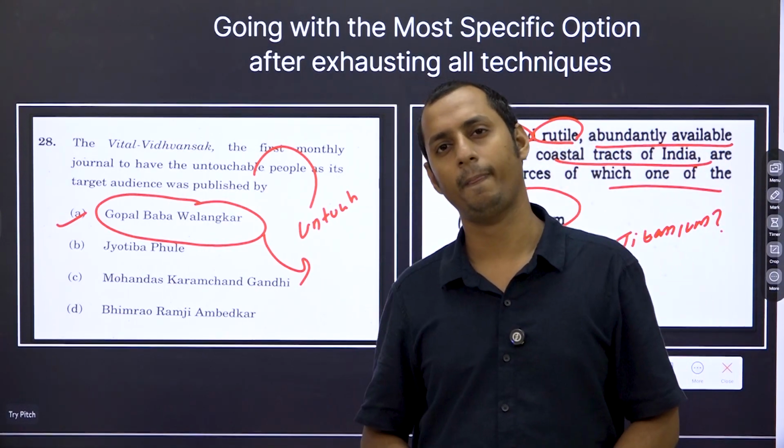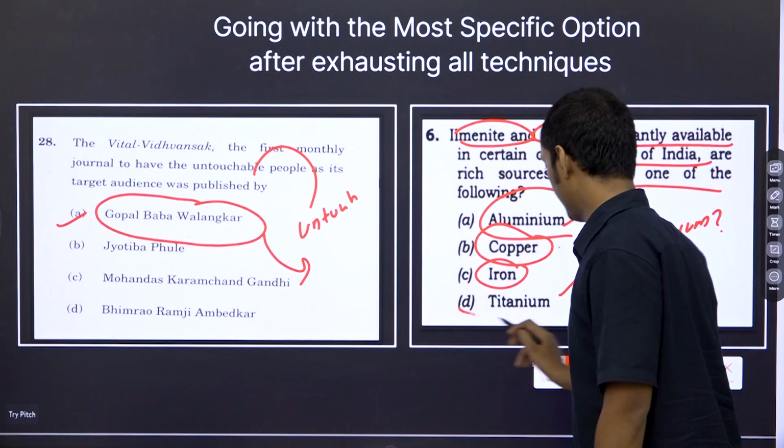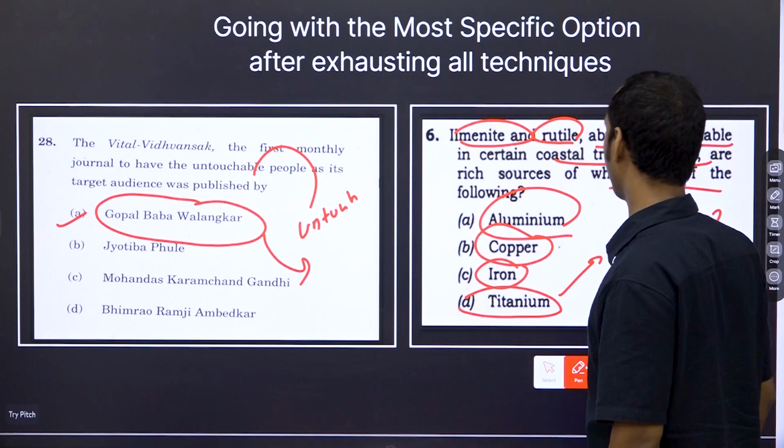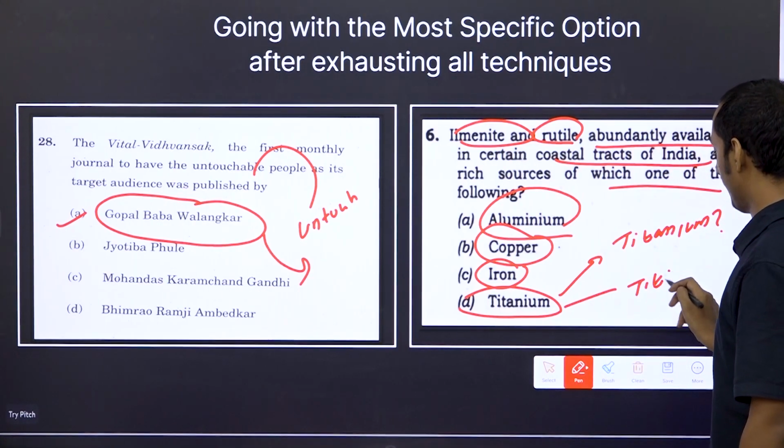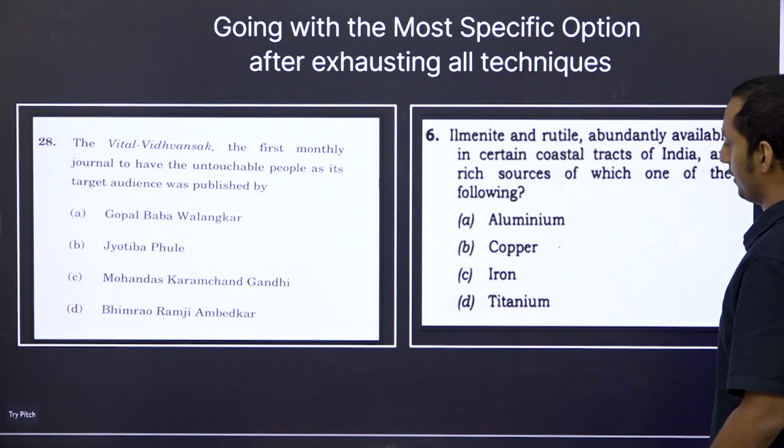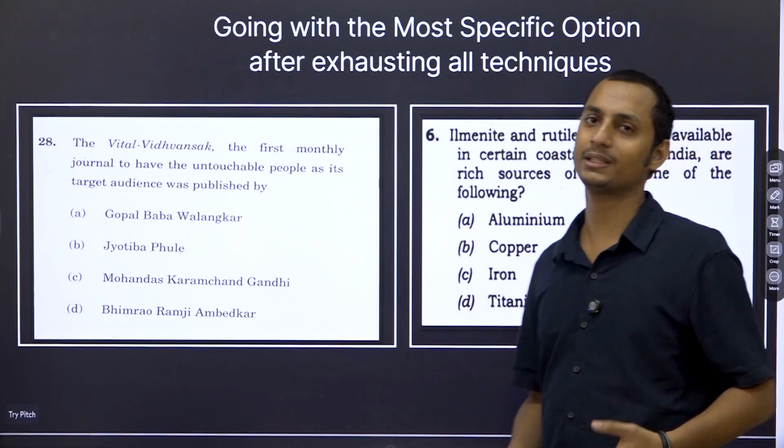If titanium was not the answer, could UPSC think of, okay, fine, I'll provide the option titanium here? Was that possible? No, right? So here, titanium is a very specific option, or you can say the odd one out. Therefore, titanium can be the answer, and titanium is the answer to this question. Now, this is how you take the most specific option.